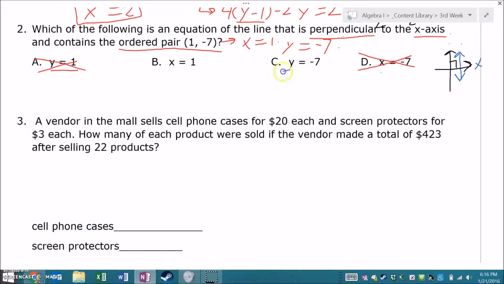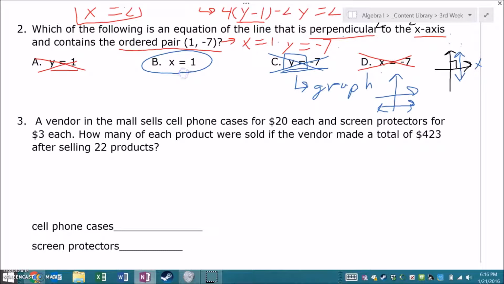What I told you guys to do in class is just to take this option and go into your calculator and graph it. And once you graph it, you should be able to see what the graph looks like. And you'll see the graph comes out to be like this. And that's not straight vertical up and down. That's out. B is going to be your correct answer.